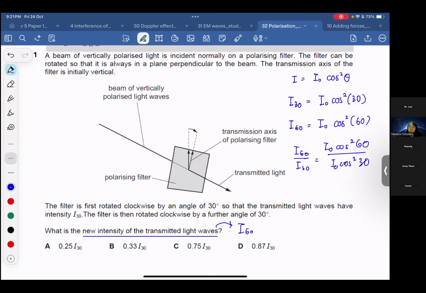Let me check. Wesley, no. If it's your I0, this is your I30 degree. Second case, they rotate another 30 degrees. So actually they already become 60 degrees. Vashini correct. Fawal correct. Prasan correct.